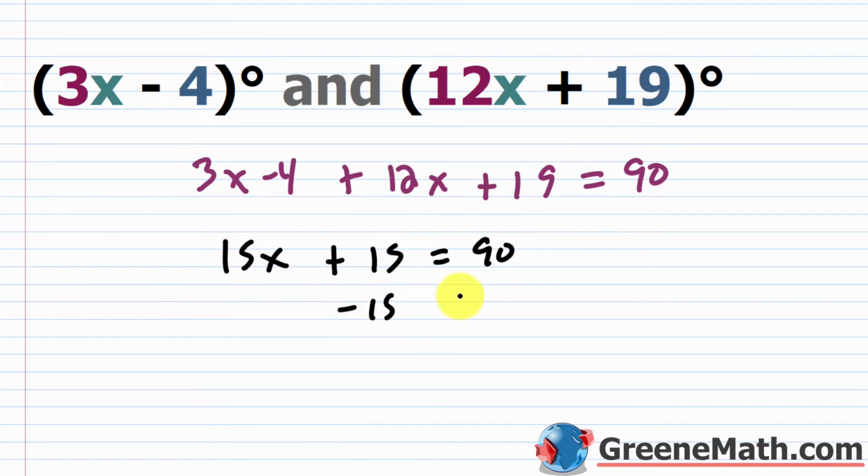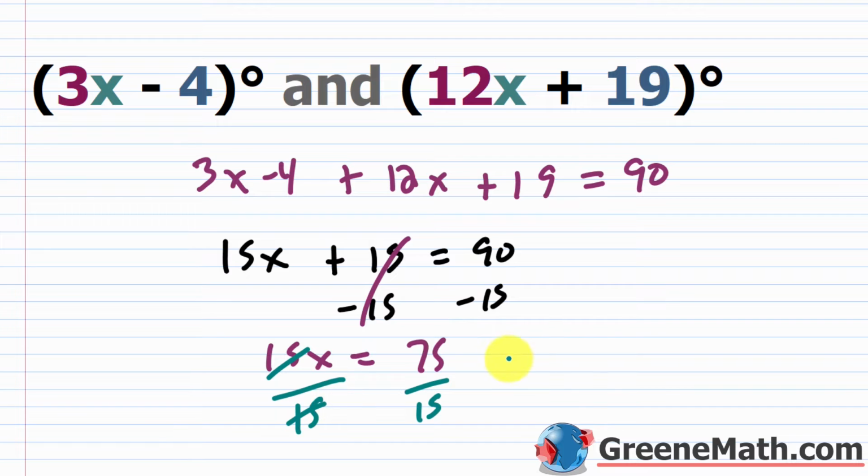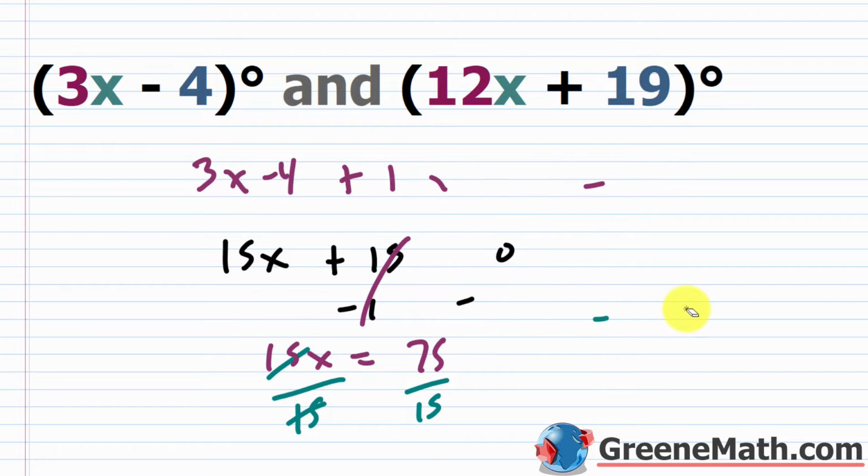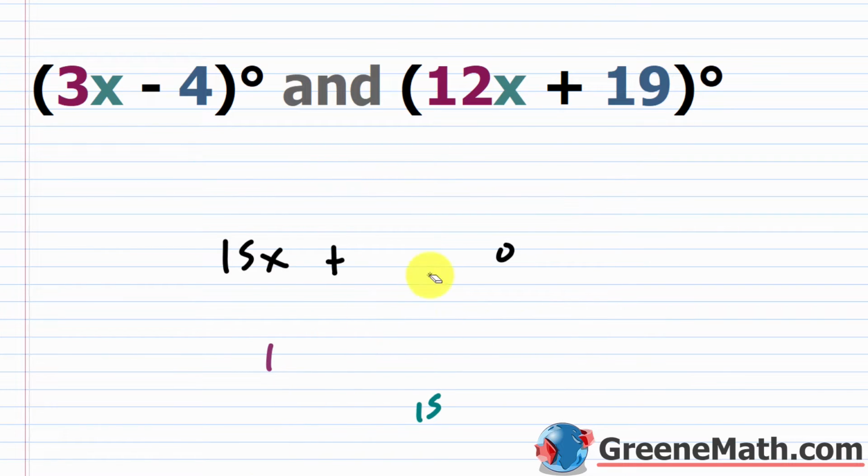So let's subtract 15 away from each side of the equation. This cancels. 15x is equal to 90 minus 15, which is going to be 75. Let's divide both sides of the equation by 15. We'll cancel this. We'll say that x is equal to 75 divided by 15, which is 5. So x is 5. Again, we're not done. Please don't give that as your answer. You need to go back and calculate the measure of each angle.